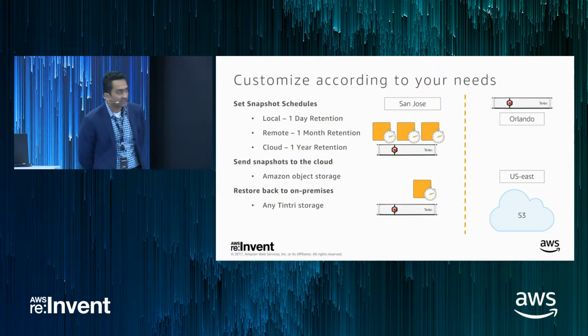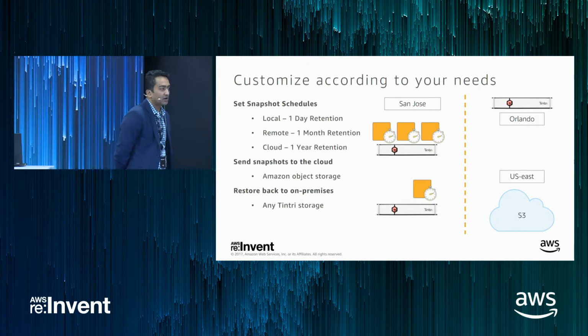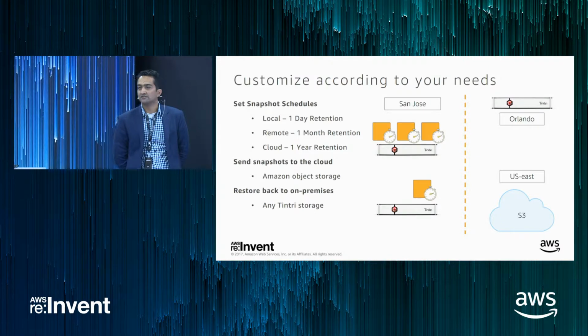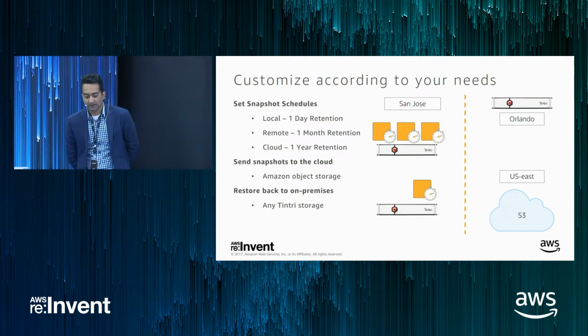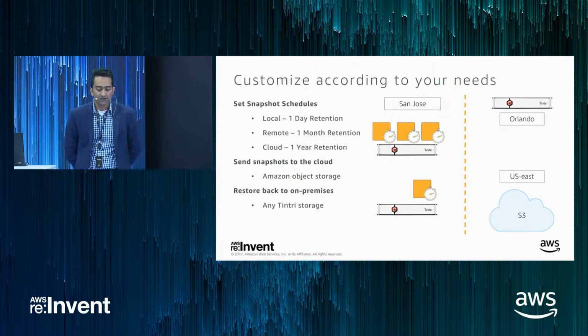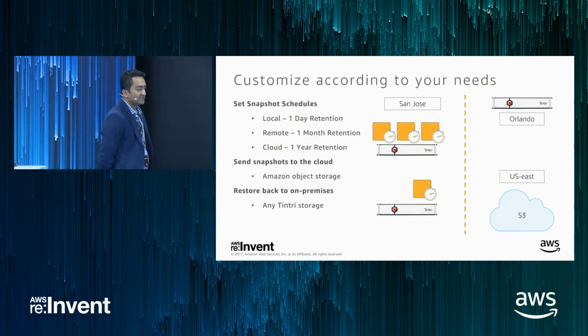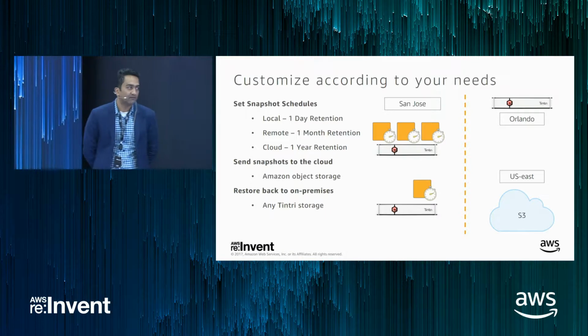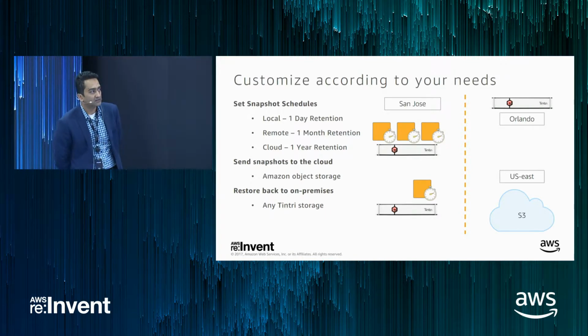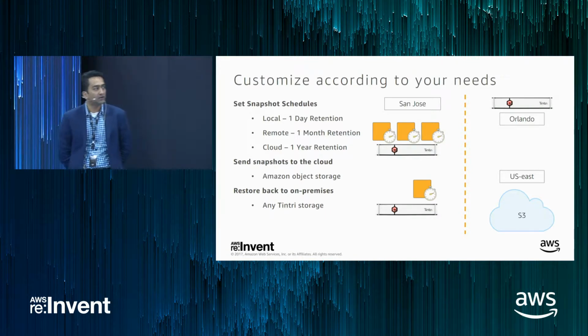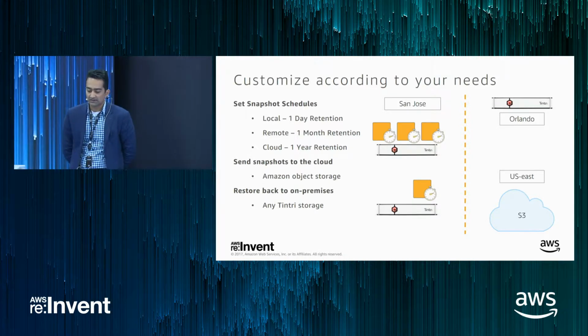You can send your snapshots to the cloud. That is the Amazon Object Storage. So that is what we currently support. It's natively built into our solution. And then you can restore back to the on-prem from the S3, like US East or any other location you have, like US West or any other geographical location which has been made available. And then also from the other sides.